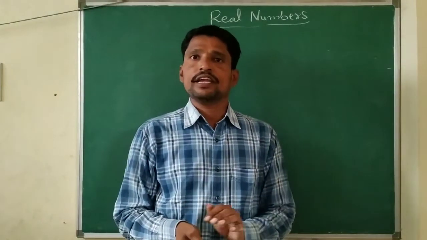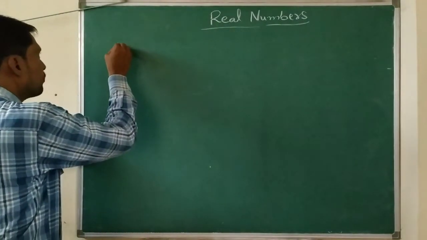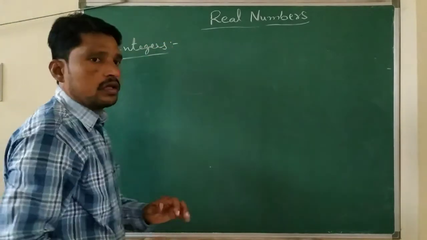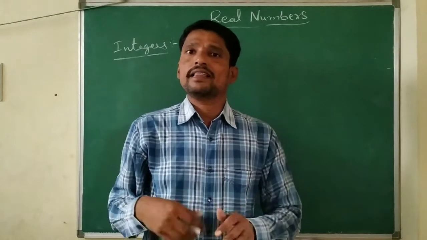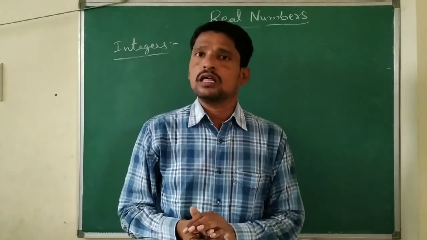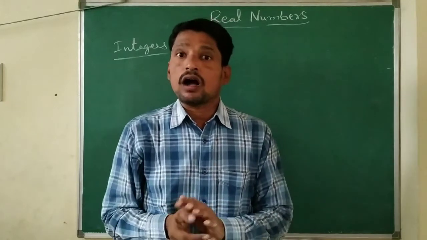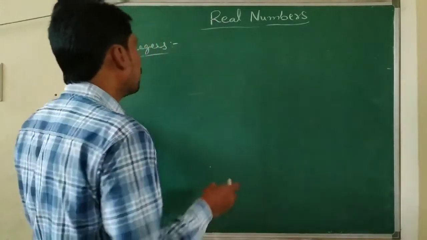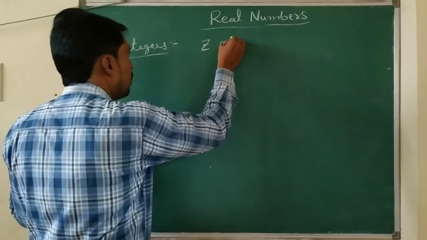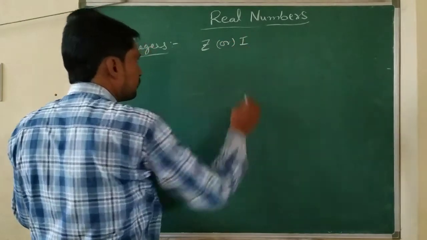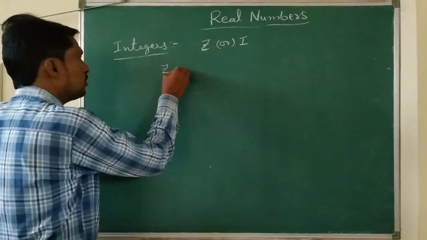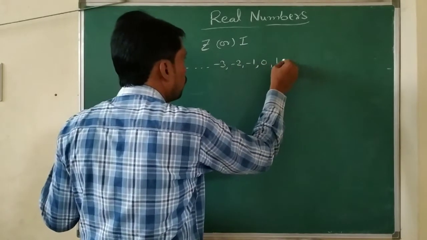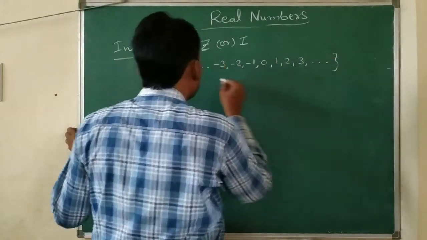Next one is integers. What are integers? All counting numbers and their negatives, including 0, are called integers. Integers are denoted by Z or I. So here Z equals ..., -3, -2, -1, 0, 1, 2, 3, and so on.